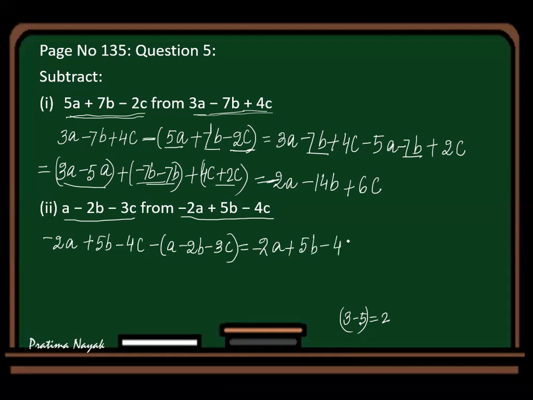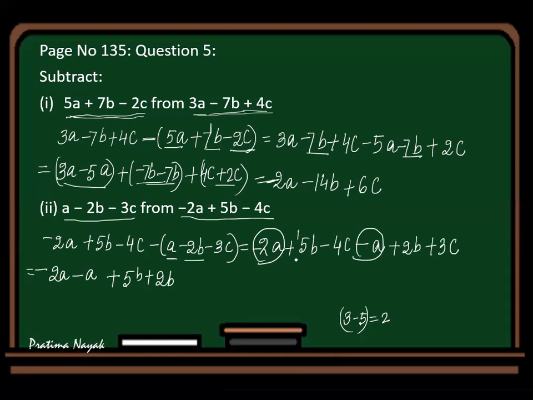Minus 4c, a will be negative a, twice b will be positive, and 3c will also be positive. Now group them: minus 2a, minus a. Next is plus 5b, plus 2b. So I took first a, then I am going for b, then c. So minus 4c plus 3c.